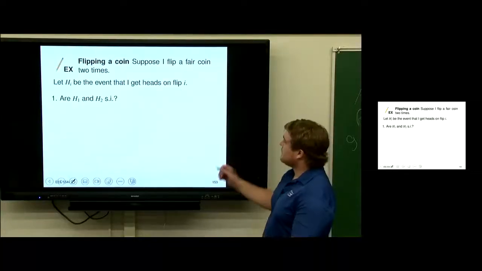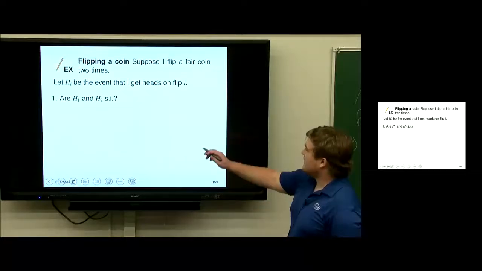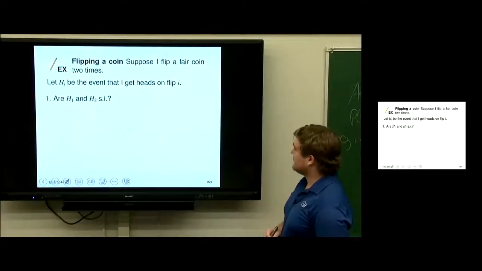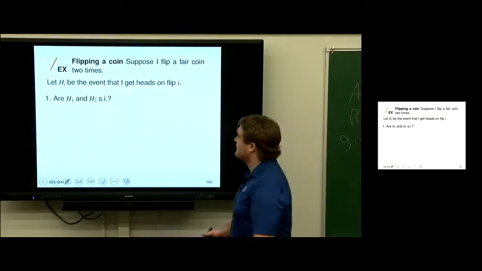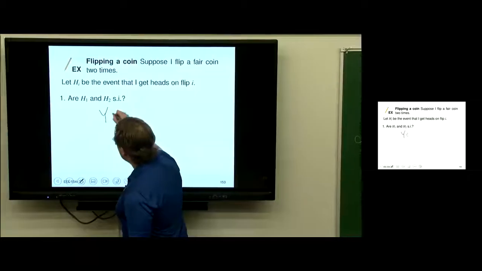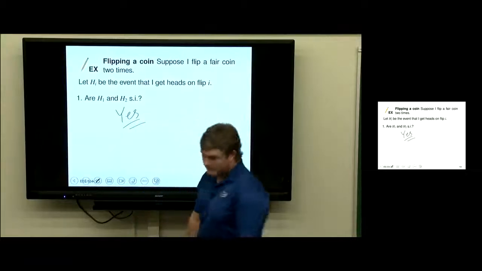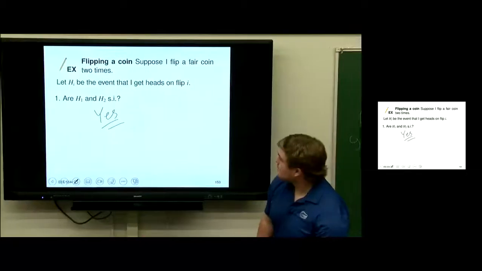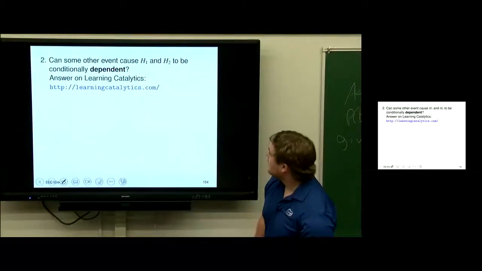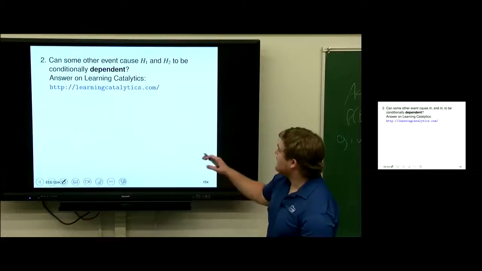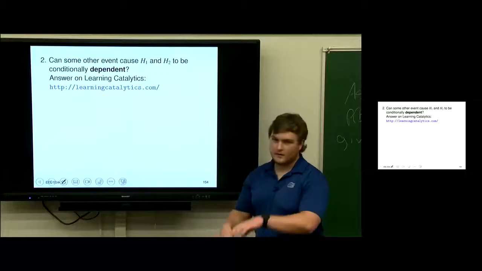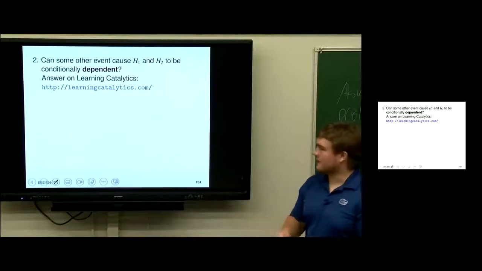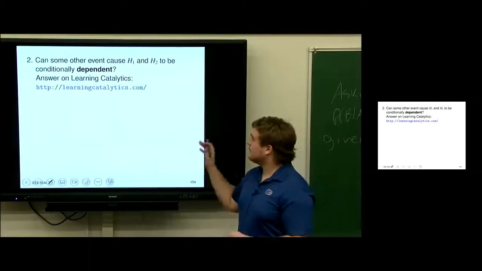Suppose I flip a fair coin 2 times, and let H sub I be the event that I get a heads on flip I. Are H1 and H2 statistically independent? Yes. Can some other event cause H1 and H2 to be conditionally dependent? We won't go through the Learning Catalytics, as that's just going to slow the class down.